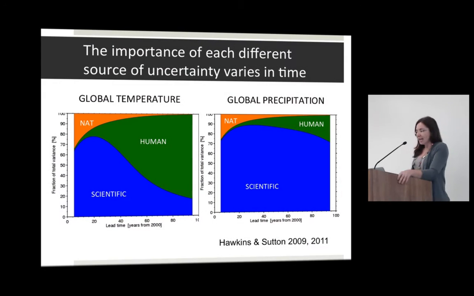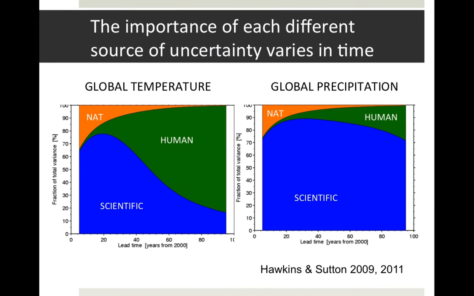So the last and most important thing to mention before we end the section on certainty is there's these great papers by Ed Hawkins and Rowan Sutton that show us how the proportion of uncertainty changes over time. The further out we go into the future, the less important natural variability is, and the more important human uncertainty becomes. Now that's for temperature.